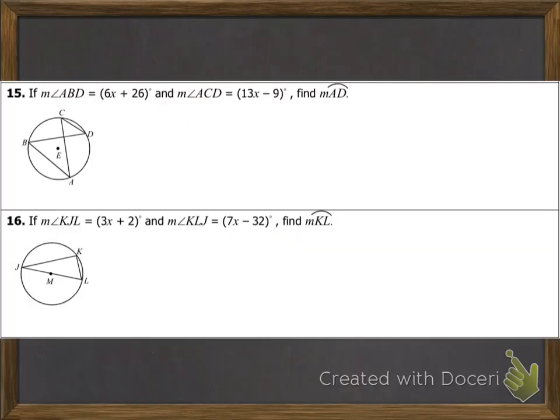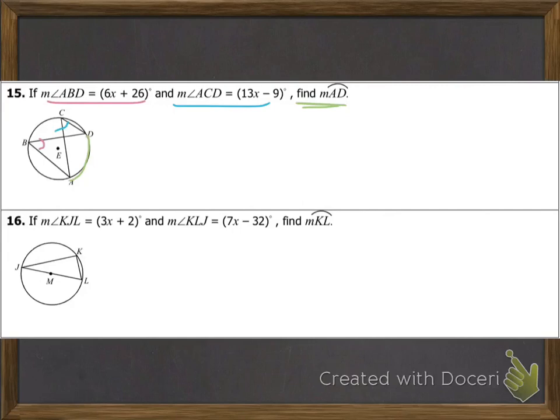So now let's skip down to number 15. So these are overlapping arcs. So they tell us the measure of angle ABD, which will be this angle right here. I'll make that one pink. And then ACD, which will be this angle over here. Make that one blue. So we need to figure out the measure of the angles, and then we can use that to find the measure of the arc, because ultimately that's what we're going to have to find, AD, which is this piece right here.